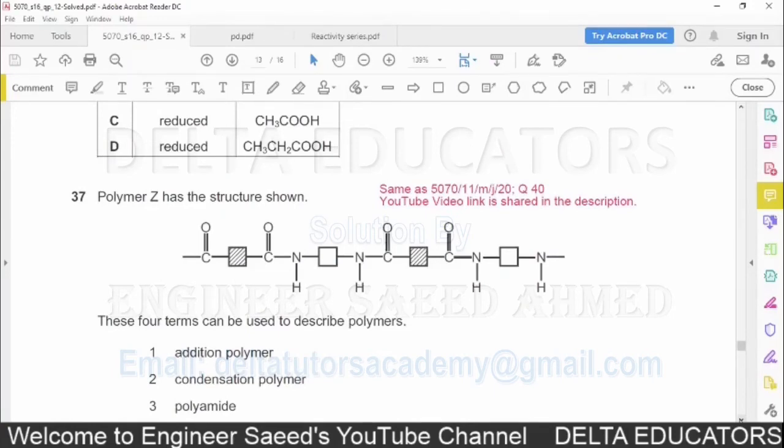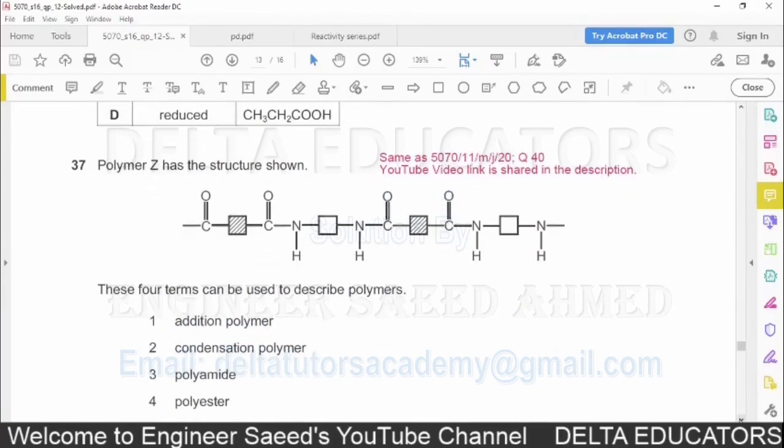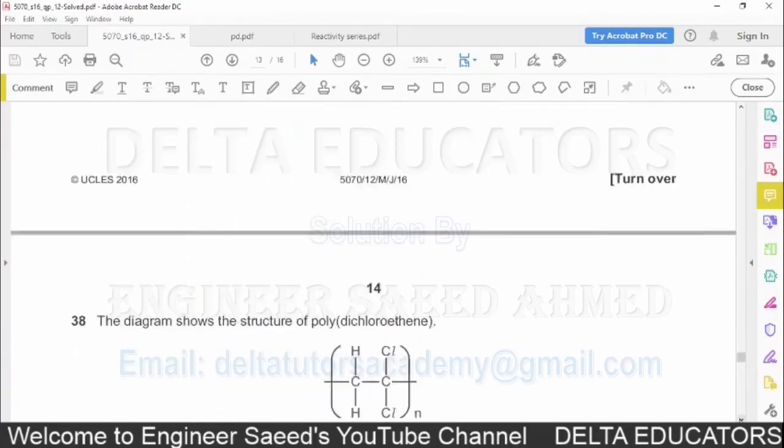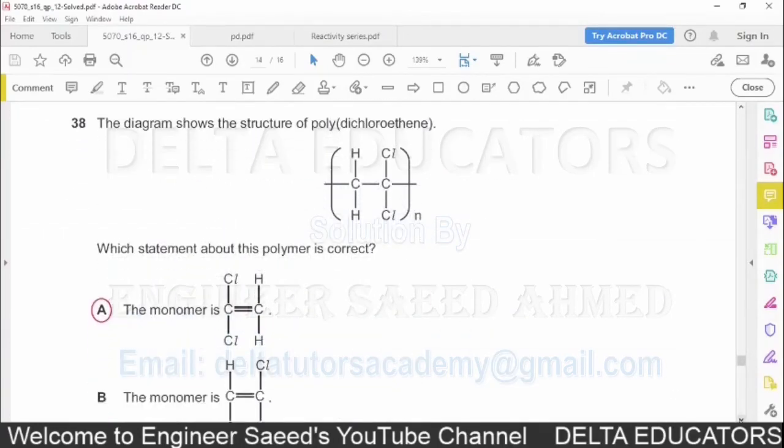Question number 37 is again the same as in paper 1 variant 1. Question number 38. The diagram shows the structure of polydichloroethene. Which statement about this polymer is correct? Poly means many and mono means one unit. Now here you have to find out the monomer. To find out the monomer, what do we have to do?